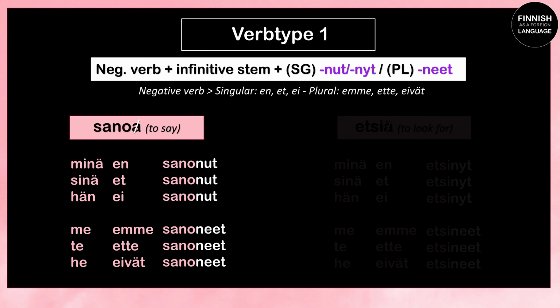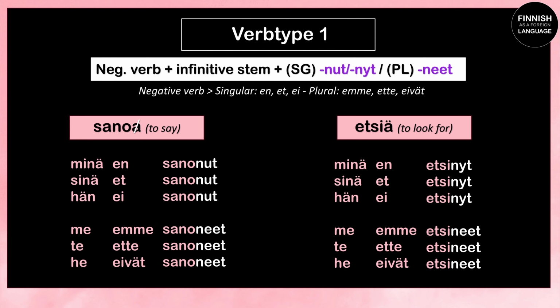And the plural forms, me emme sanoneet. We didn't say. Te ette sanoneet. You didn't say. And he eivät sanoneet. They didn't say. So what's important here? For the singular person, we use the ending nut, while for the plural person, we use the ending neet.